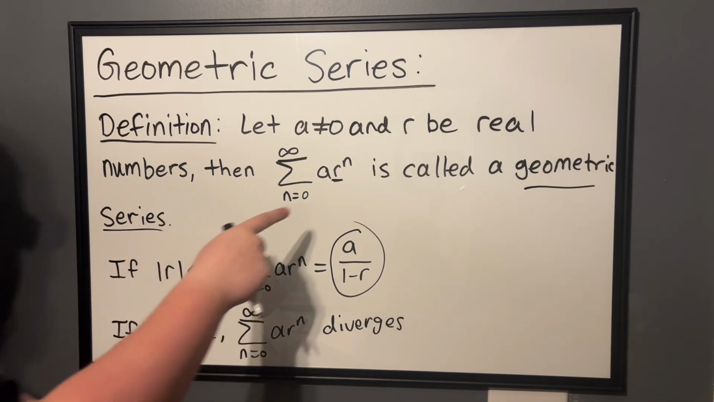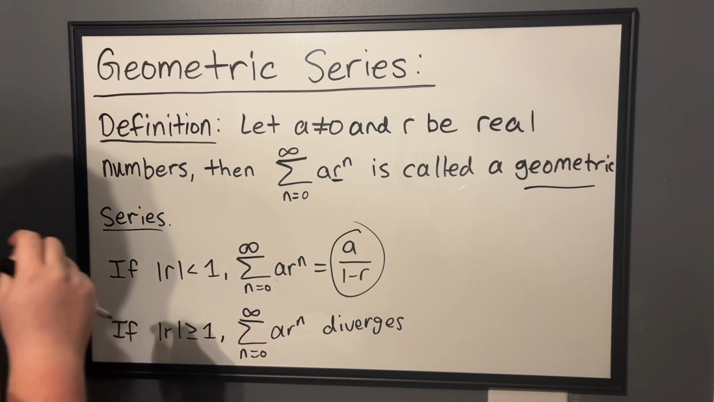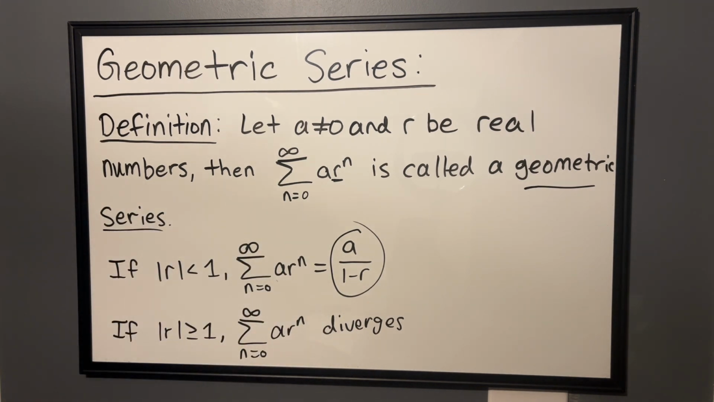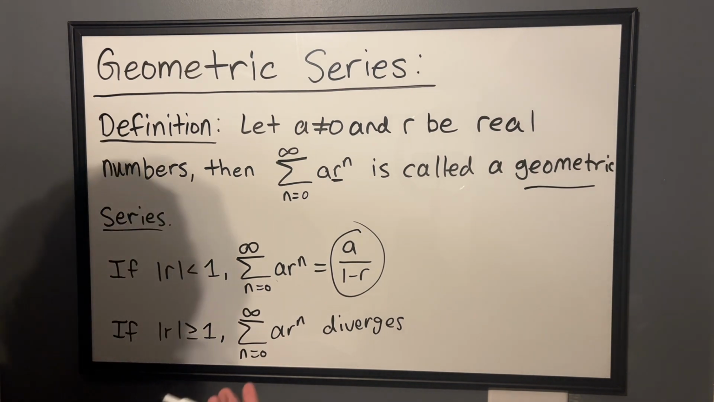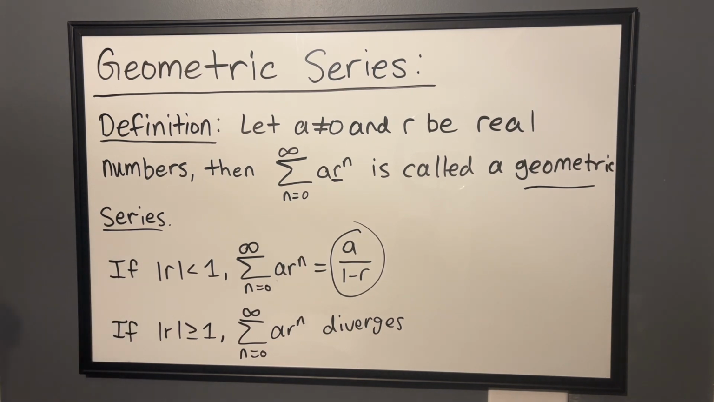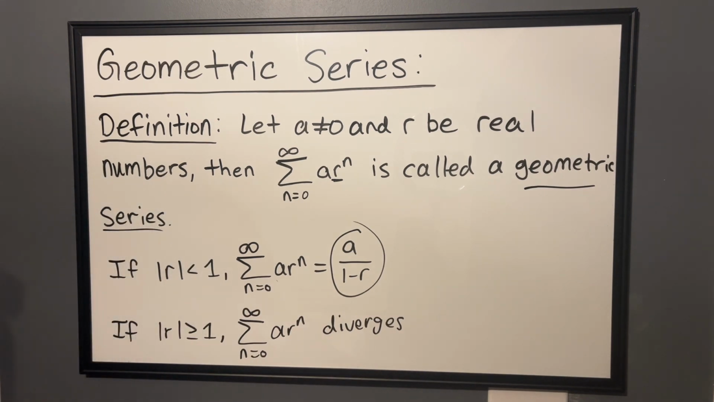Now, if the absolute value of r is greater than or equal to 1, then the sum will diverge because it increases too quickly and it won't converge to anything. So we want to do a few examples of this, finding the sum if it exists, because sometimes the series does not actually converge to any number. If the absolute value of r is greater than or equal to 1, then it diverges by definition. So we're going to do a few examples of trying to find the sum of these geometric series.